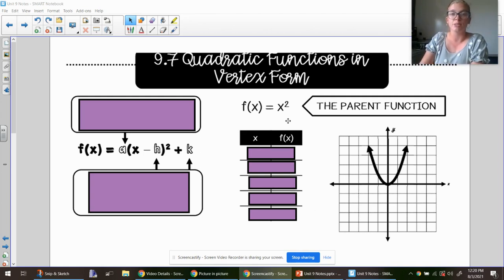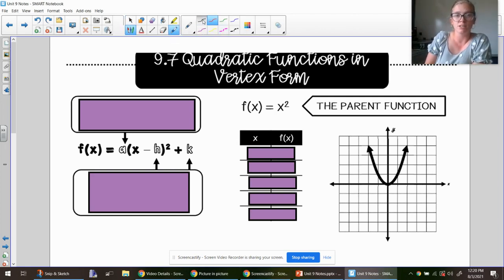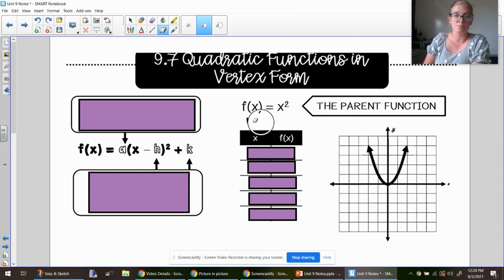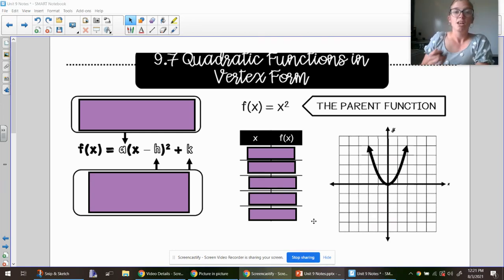The parent function for a quadratic is x squared. We could also write this, if we wanted to write the long way, as 1x squared plus 0x plus 0, ax squared plus bx plus c. But we know when we multiply times 0, it equals 0, and when we add 0, it stays the same. So we can simplify this to just be x squared. So our parent function is f of x equals x squared. So let's go ahead and see what that looks like.